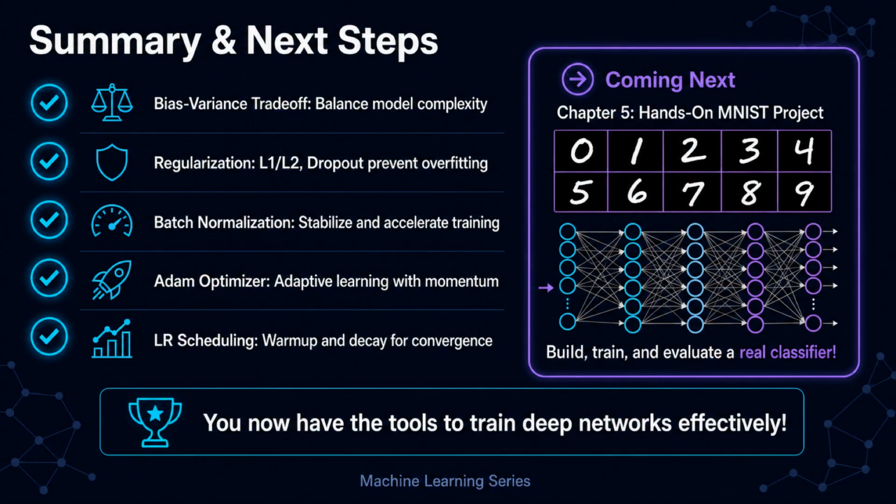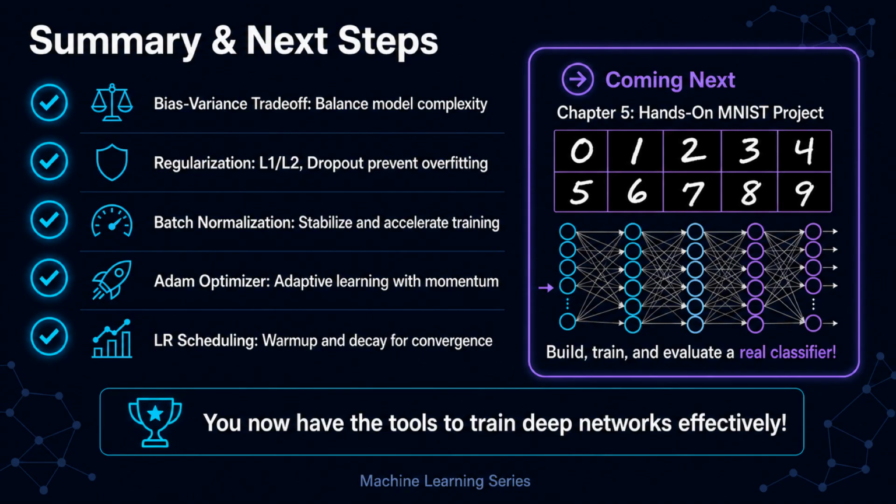Let's recap what we covered in Chapter 4. Overfitting and underfitting represent the two extremes of the bias-variance trade-off, and regularization techniques help find the right balance. L1 regularization promotes sparsity, while L2 regularization smoothly shrinks weights. Dropout acts as an implicit ensemble by randomly deactivating neurons during training.